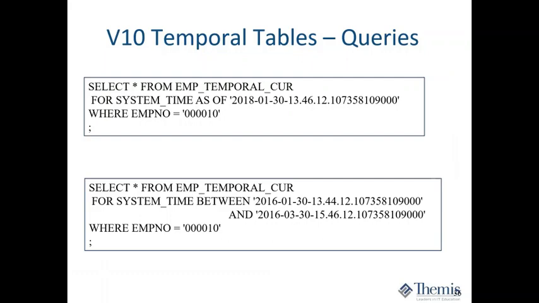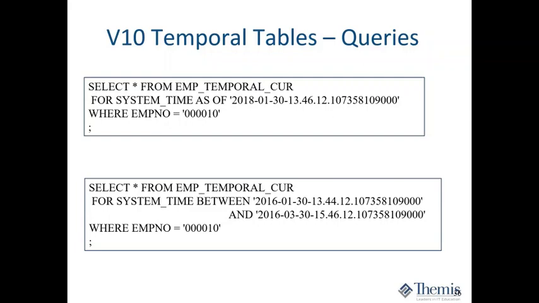But I can say something like, hey, select from my table for system time as of and stick a timestamp in there. So on January 30th of 2018 at 1:46 in the afternoon, I want to run this query and I want it to return the data to me as if I had run the query, what, a year and a half ago? And DB2 will actually recreate the data as it looked then because we're keeping track of the history.